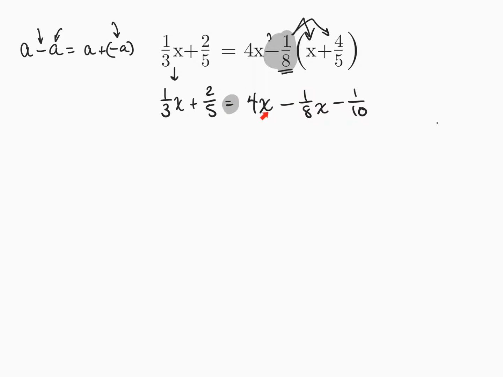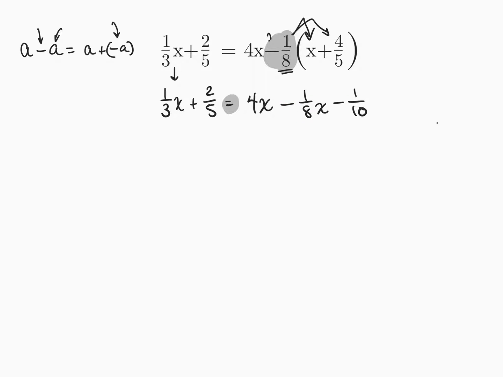So when we talk about combining like terms, you don't have to change signs. Combining like terms is just reading the problem as it is stated within the context of the problem and doing the operation. So this problem reads as 4x minus 1/8 x. So I am going to do exactly that. I'm going to take 4 and subtract 1/8 from it.